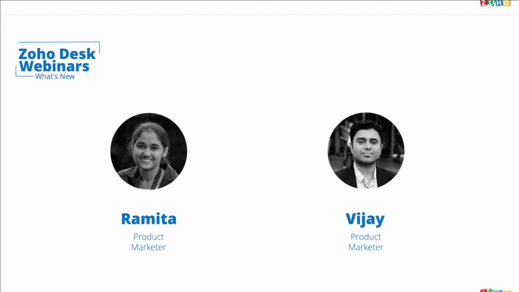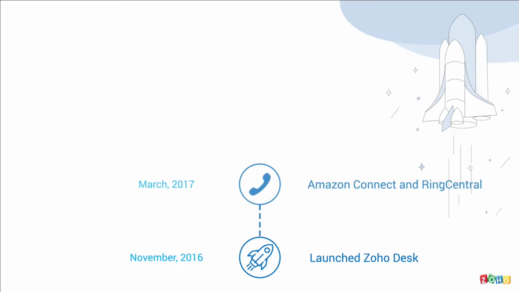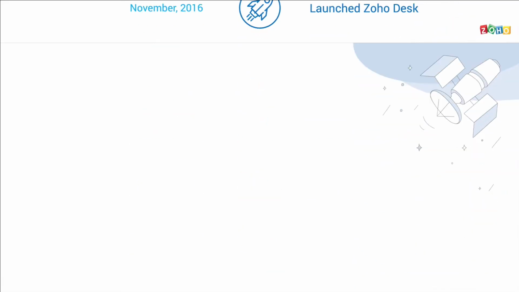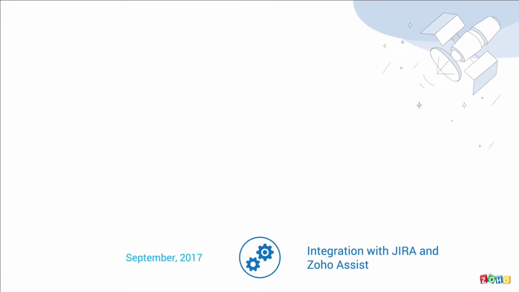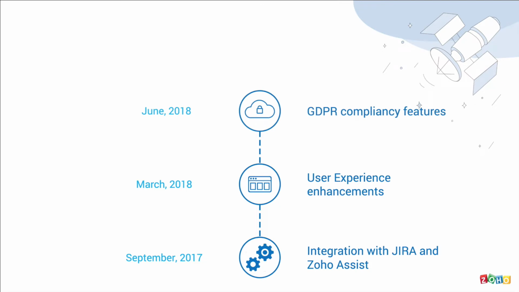Let me quickly pull up a timeline of Zoho Desk releases over the last year, just so you know where we stand today. So here's the story. We launched Zoho Desk in November 2016, and over the following year, we announced quite a few integrations with cloud telephony players like Amazon Connect and RingCentral. Along the way, we also introduced a lot of features for both support agents and managers. Not to mention the progress we've had with integrations with other apps as well, like Zoho Reports, Jira, and Zoho Assist, just to name a few. And later, we introduced improvements to the user interface, so that your experience with Zoho Desk is even more comfortable. And most recently, we also introduced a few enhancements to make Zoho Desk GDPR compliant. Yeah, so this is where we stand now.